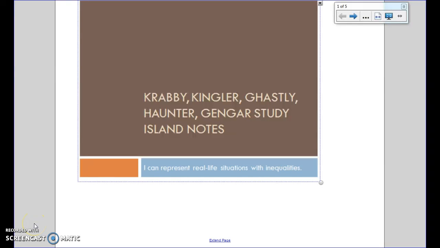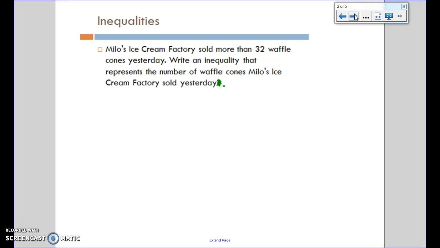This is Mr. Gillum, and today we're going to be representing real-life situations with inequalities. We've done something similar to this with expressions, where it said 4 greater than a number, or 6 less than a number, or the product of 3 and 5, and those keywords that we talk about, and we would write them in expressions. That's kind of what we're going to do today, except now we're going to involve inequalities.